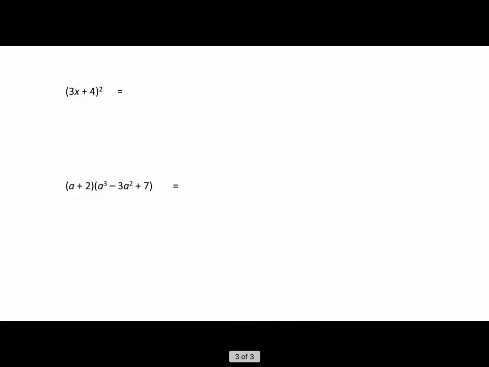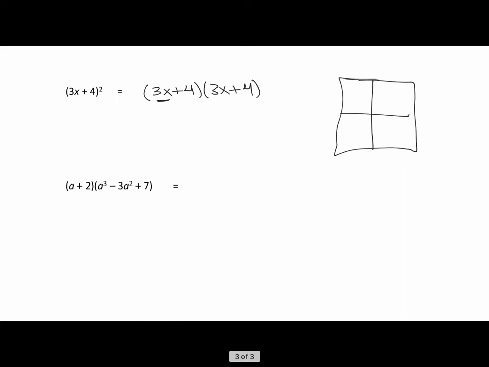Then another example here, 3x plus 4 squared. Does this look like multiplication to you? Yes, because exponents are repeated multiplication. It says take the base, which is everything in the parentheses, and multiply it by itself, two factors. So this does become a multiplication here. And I'm going to show you another method for multiplying these polynomials, which is optional, but it's the tabular method. So we're going to multiply 3x plus 4 times 3x plus 4.